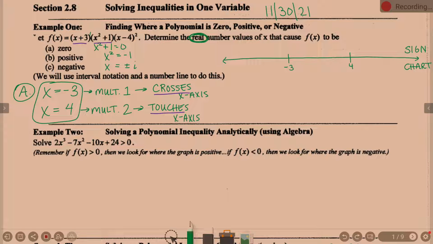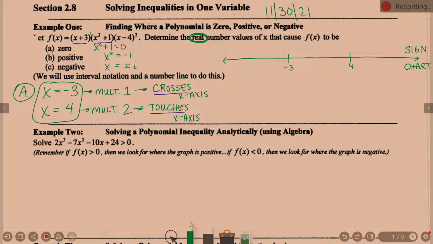Okay, so yesterday we started talking about lesson 2.8. I didn't get very far, right? But we started talking about lesson 2.8. So let me review kind of where we were at. We have this function. We're trying to determine the values of x, the real number values of x, that cause the function to be 0, positive, and negative.